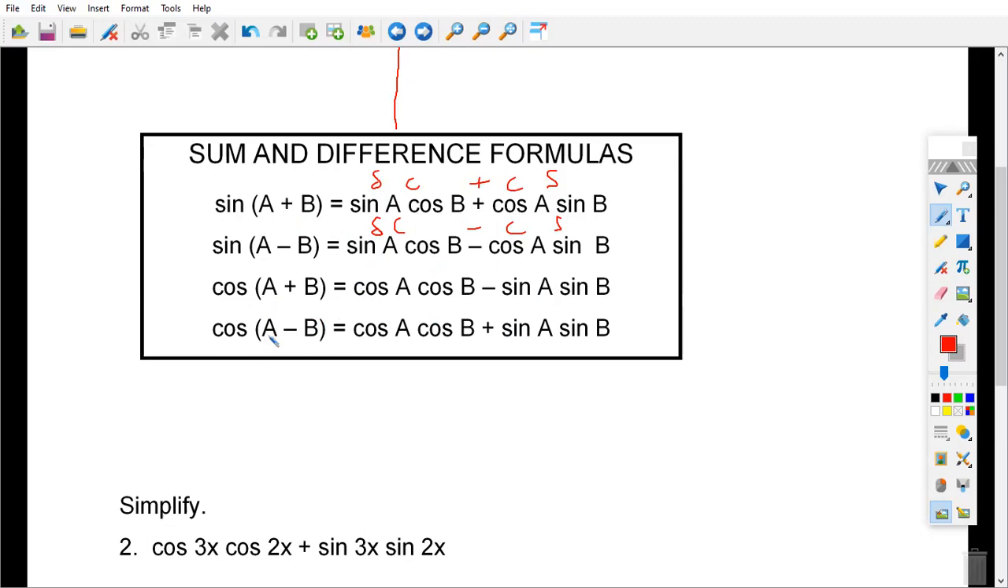Cosine is a little tricky. You have to pay attention. The signs are always going to be the opposite. I always say O for opposite. So cosine of A plus B becomes cosine of A times cosine of B minus sine of A times sine of B. Notice how it's a minus. Again, cosine of A minus B, O for opposite, becomes cosine A cosine B plus sine A sine B.